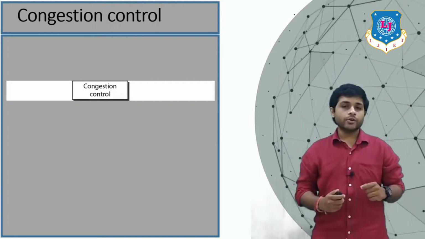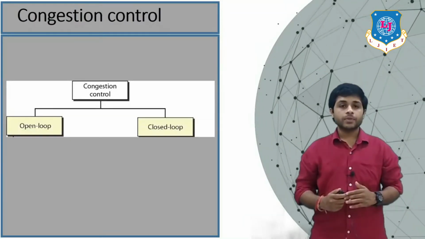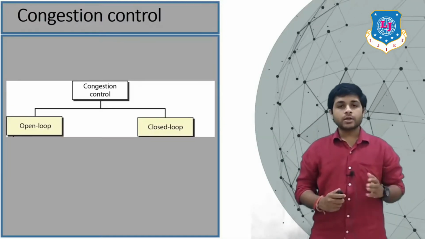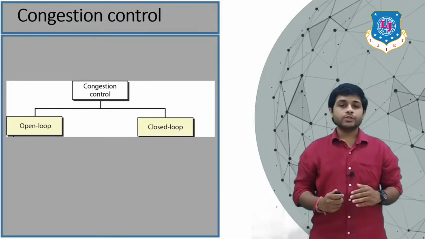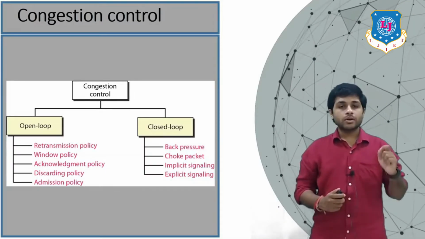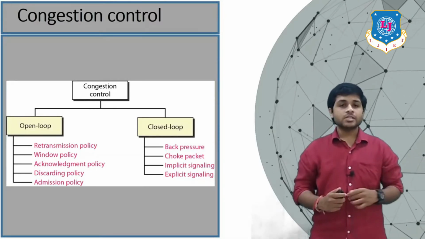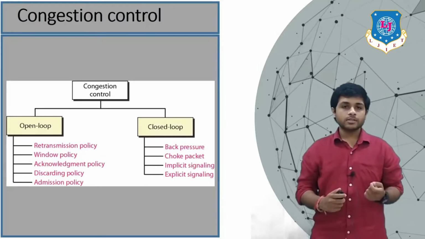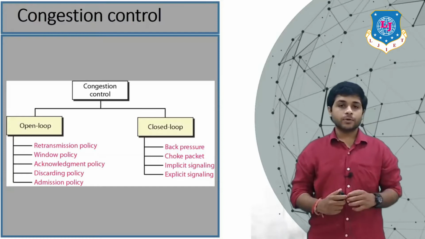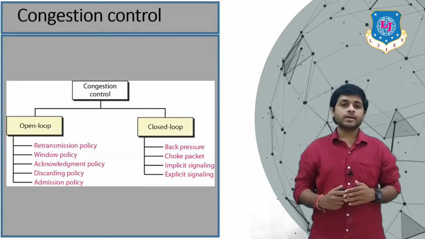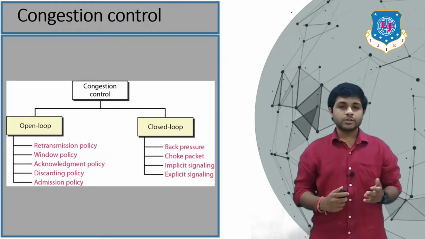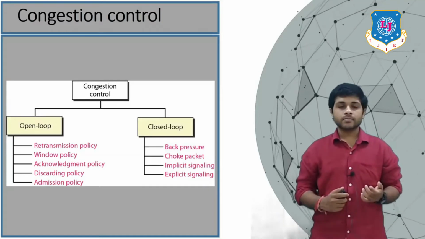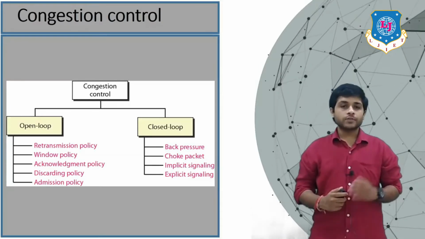So congestion control is divided into two types, the open loop congestion and the closed loop congestion. The open loop and the closed loop congestion are further divided into types. The open loop congestion has different types such as retransmission policy, window policy, acknowledgement policy, discarding policy, and the admission policy. And the closed loop congestion has different types such as back pressure, choke packet, implicit signaling, and explicit signaling. Let's discuss the open loop congestion first.